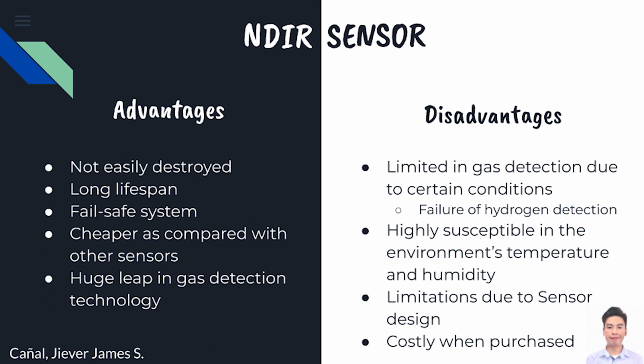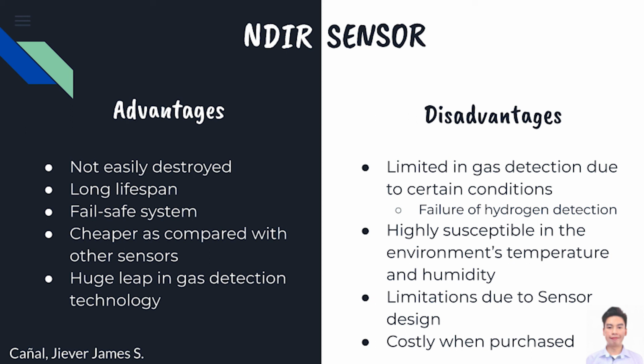Next material is the NDIR sensor, or the non-dispersive infrared sensor. For its advantages, this sensor is capable of not being easily destroyed, for it is not susceptible to poisoning. It also does not burn out when exposed to high concentrations of gases and rarely requires calibration. It is known that the sensors have a long lifespan and can even detect gases in low oxygen environments. It also has a fail-safe system so that inoperable sensors can be easily detected.